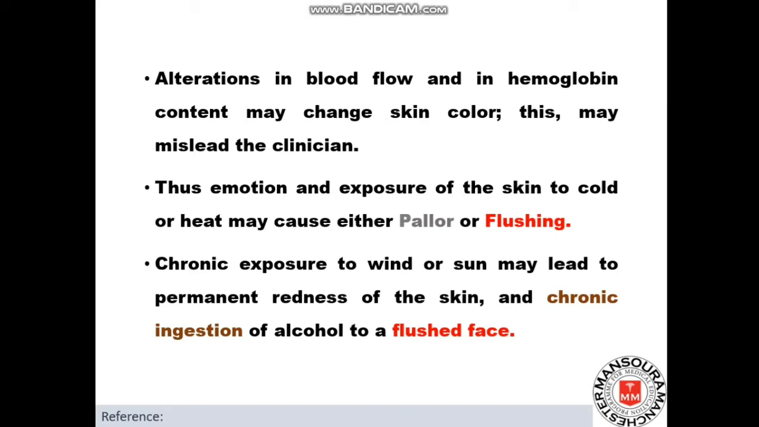This may mislead the clinician. Thus, emotion and exposure of the skin to cold or heat may cause either pallor or flushing, but not indicate anemia. Chronic exposure to wind or sun may lead to permanent redness of the skin, and chronic ingestion of alcohol to a flushed face.